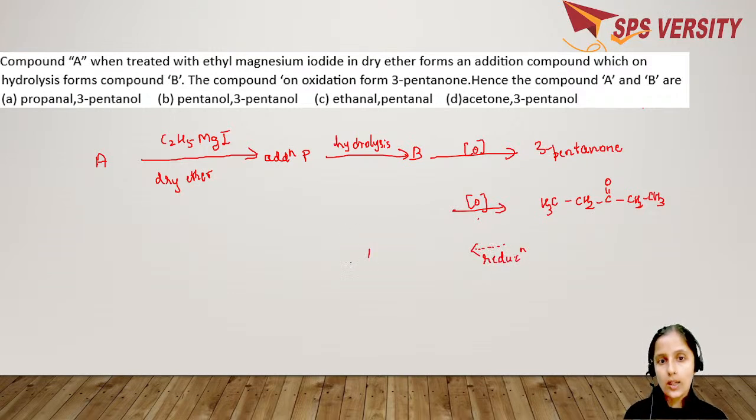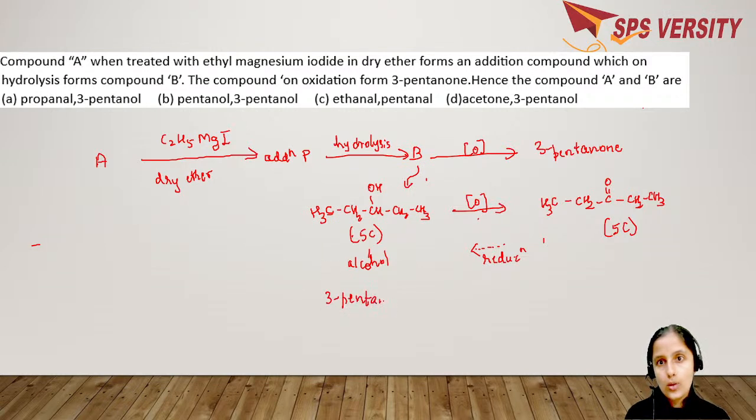When it is reduced, you are going to get an alcohol. Since this contains 5 carbon atoms, even the alcohol should contain 5 carbon atoms. So that could be CH3, CH2, CHOH in this place, and CH2, CH3. You add hydrogen across this double bond, and this is nothing but B. So the B is the alcohol of 3-pentanone. So you have options A, B and D as B, which is the right answer.